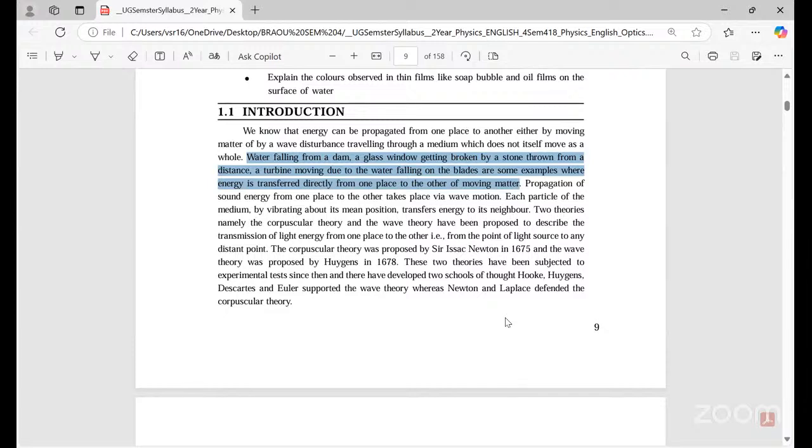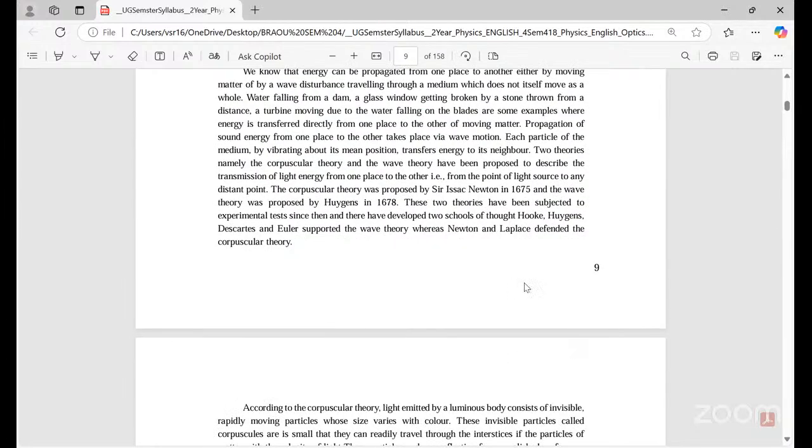Water falling on a dam, a glass window getting broken, a stone thrown from a distance, and a turbine moving with the water falling on it. These are the examples for that. This is about energy, such as light or sound energy, and how its propagation moves from one place to another place, like a wave motion.